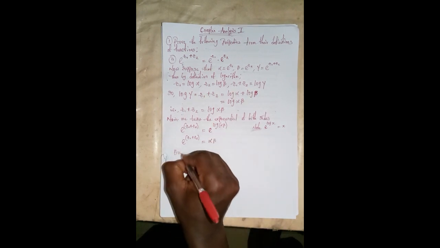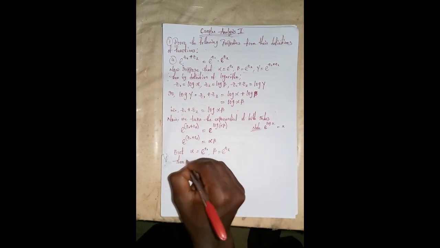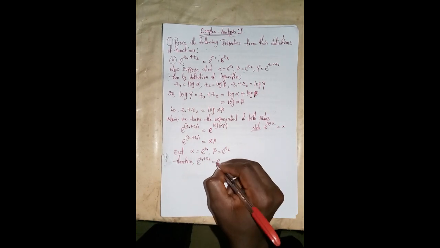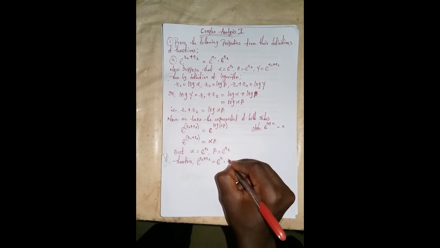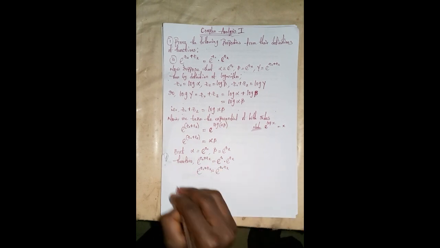Now we have alpha beta, but remember that alpha is equal to e raised to the power of z1 and beta is equal to e raised to the power of z2. Therefore e raised to the power of z1 plus z2 is equal to e raised to the power of z1 times e raised to the power of z2, as required. This is one of the simplest proofs that you will encounter at the beginning of any complex analysis class. Now we move to the second one, which is very, very easy.